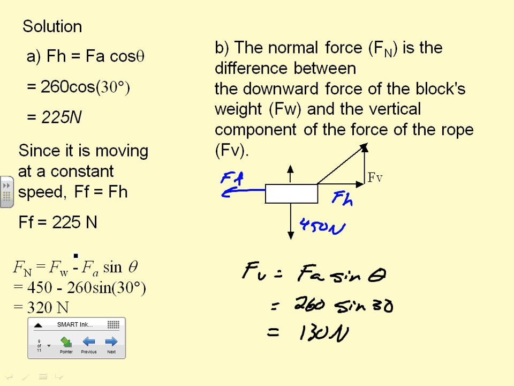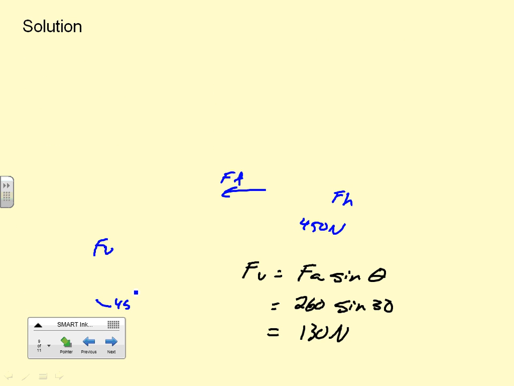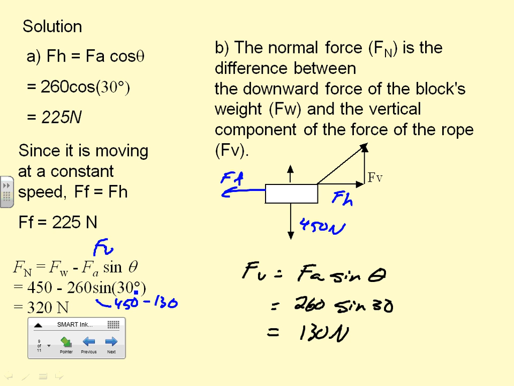So over here, I've got my normal force is equal to my weight force minus this vertical component, and this value here is 130. So I've got 450 minus 130, which gives me my 320. My normal force is reduced by the vertical component.